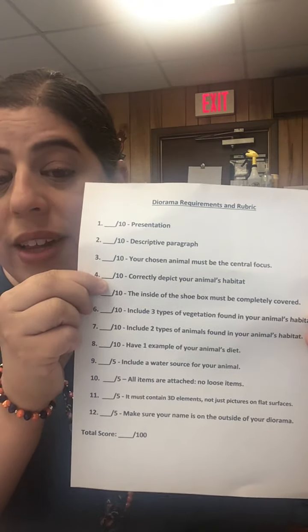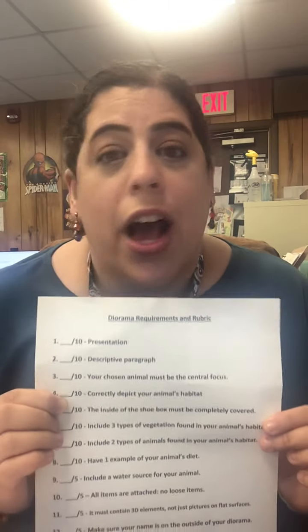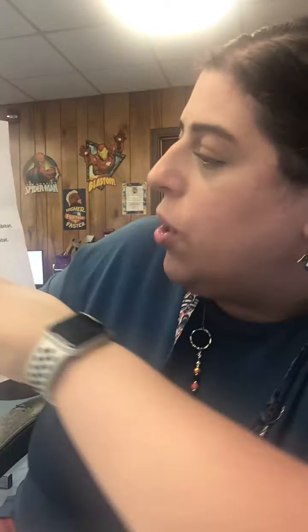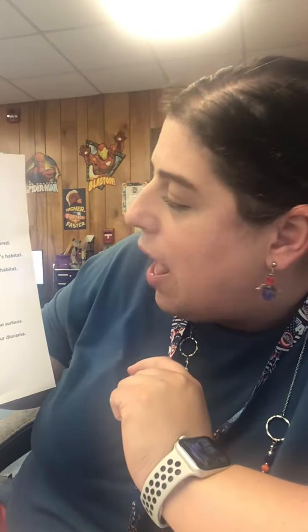We have to correctly depict its habitat. That means that if your animal lives in the ocean, I shouldn't see a desert, I should see the ocean. Okay, then we also have that the inside of the shoebox must be completely covered. I shouldn't see cardboard on the inside. It should have either paper or paint or something where it's completely transformed into its habitat.